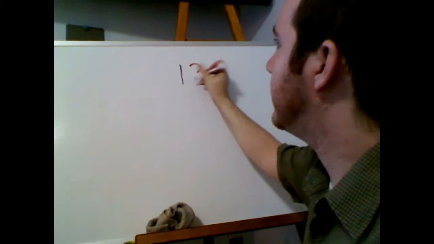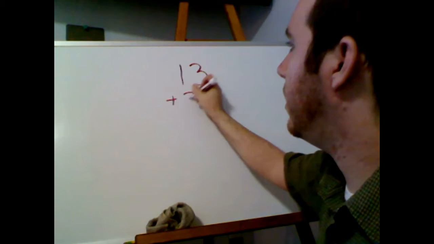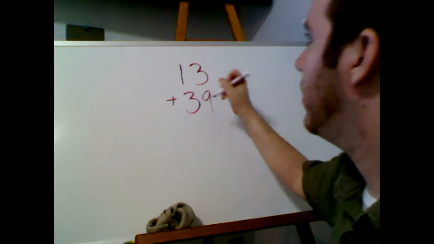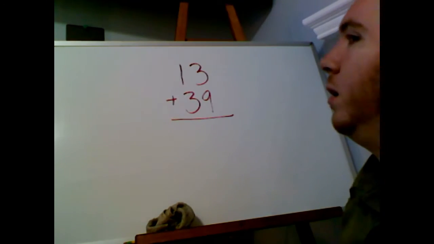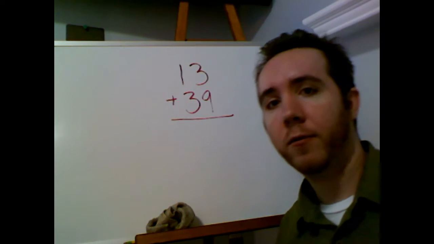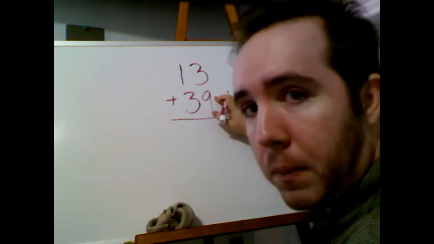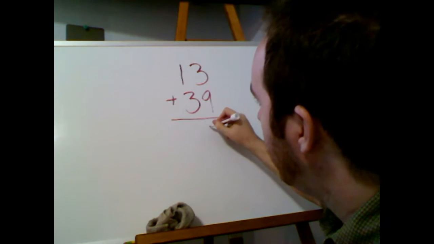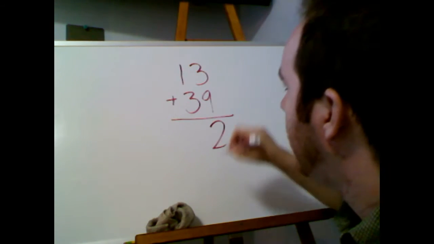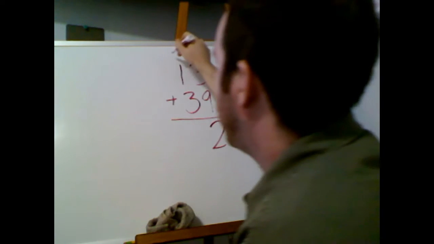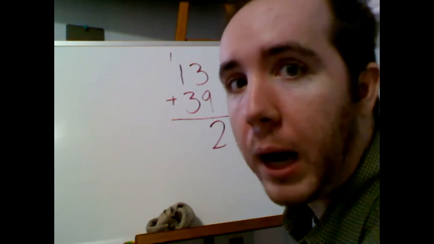So let's look at an example, such as 13 plus 39. All you do is you add for each column, right? 3 plus 9 is 12. And you take the 2, and you carry the 1 from the 12 up top.